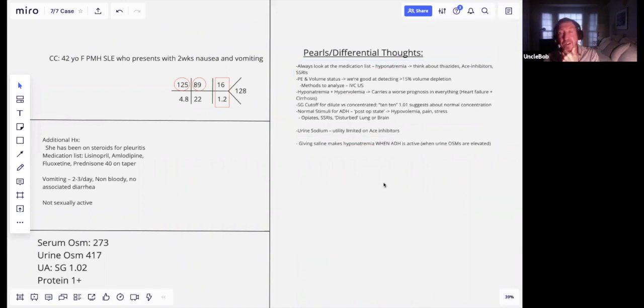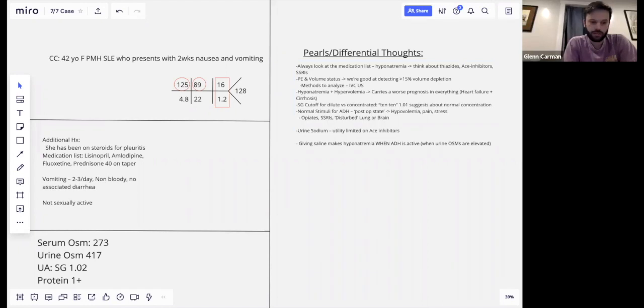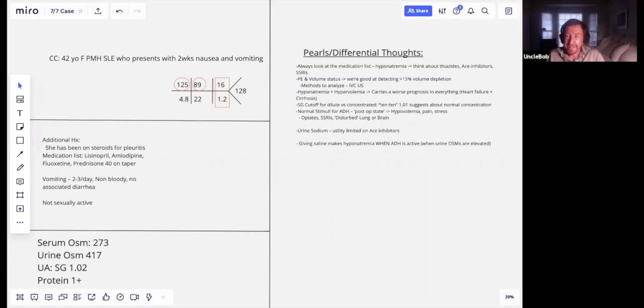Could the nausea and vomiting have anything to do with the sodium of 125? So the question is, which came first? It's a good point. Is this symptomatic hyponatremia? Right. And that we don't know. Now, there's another situation where giving saline could really hurt the patient, other than SIADH. Do you know what that is?